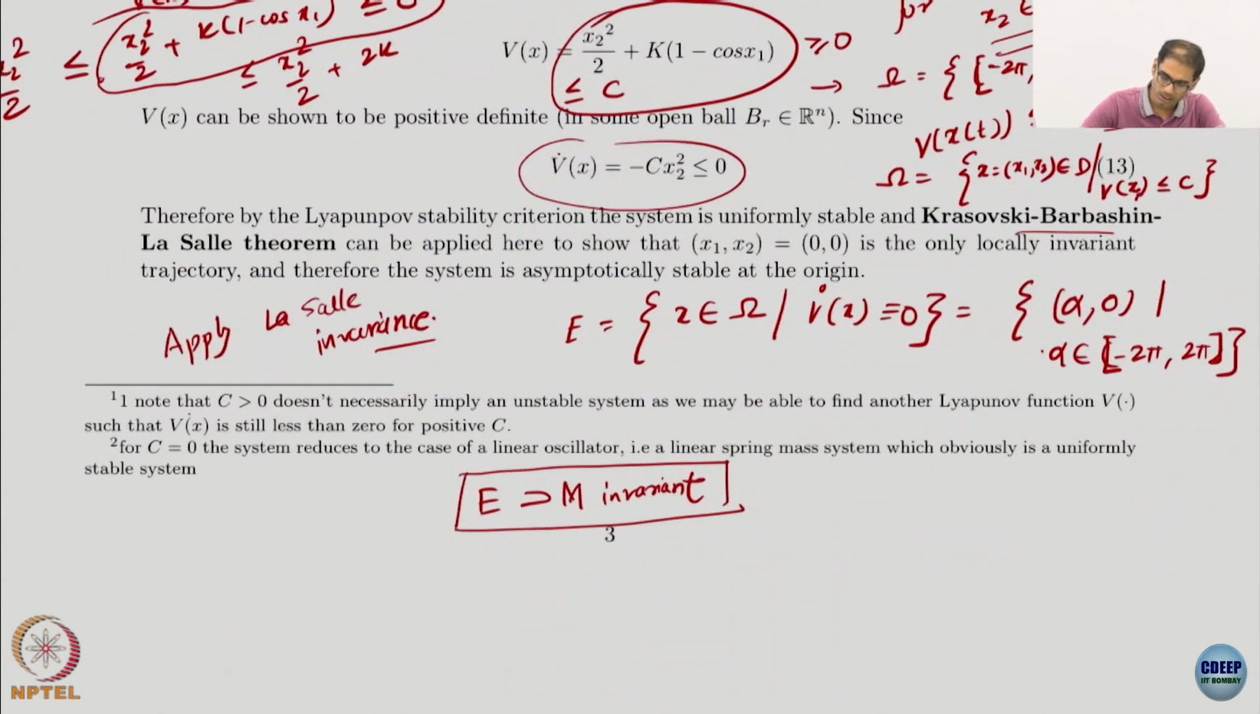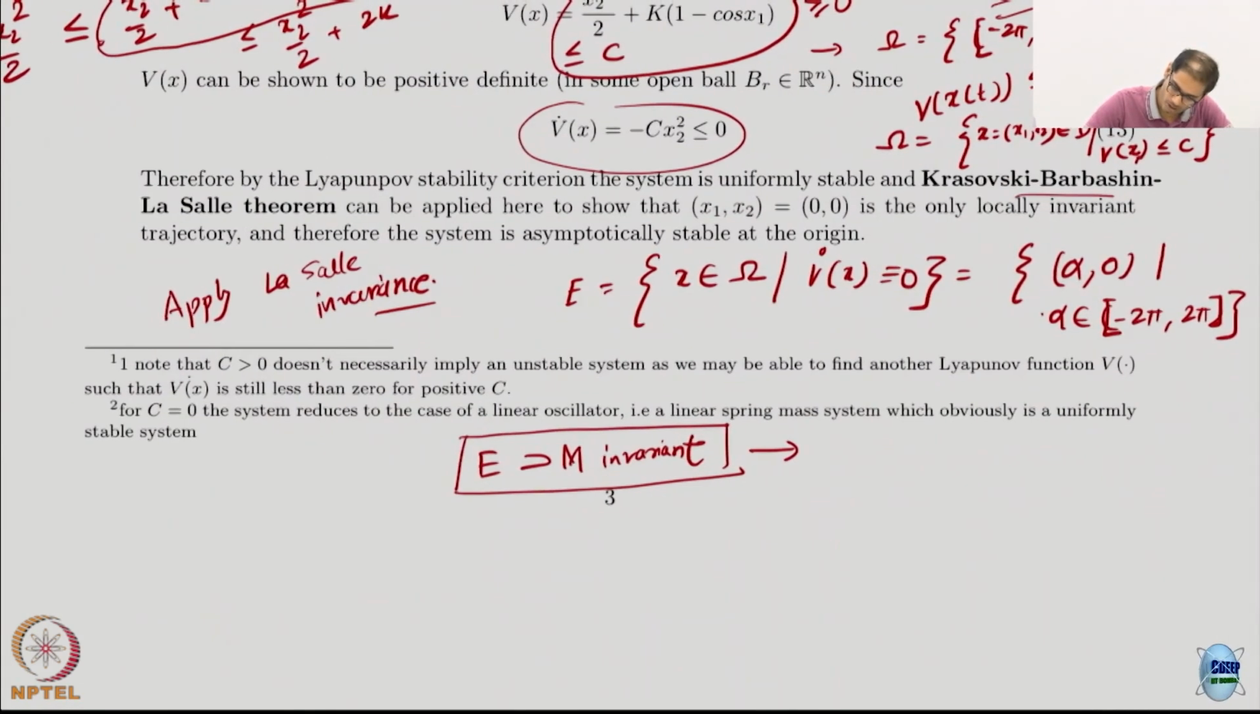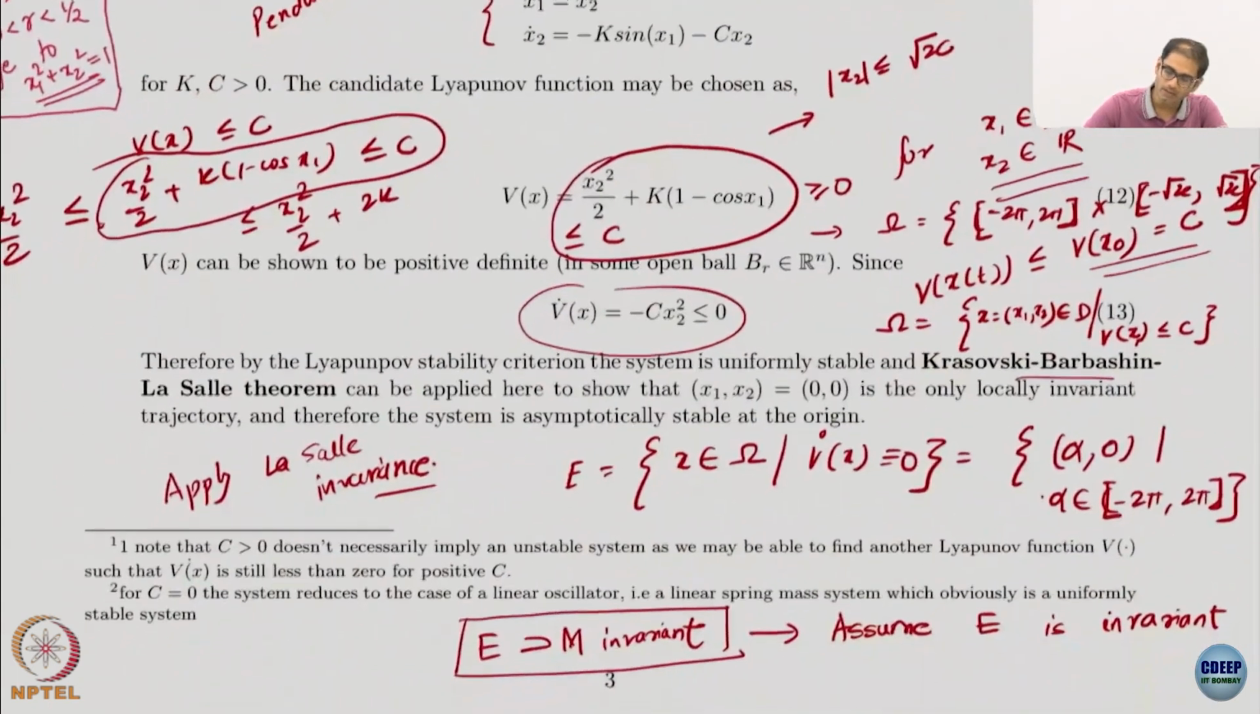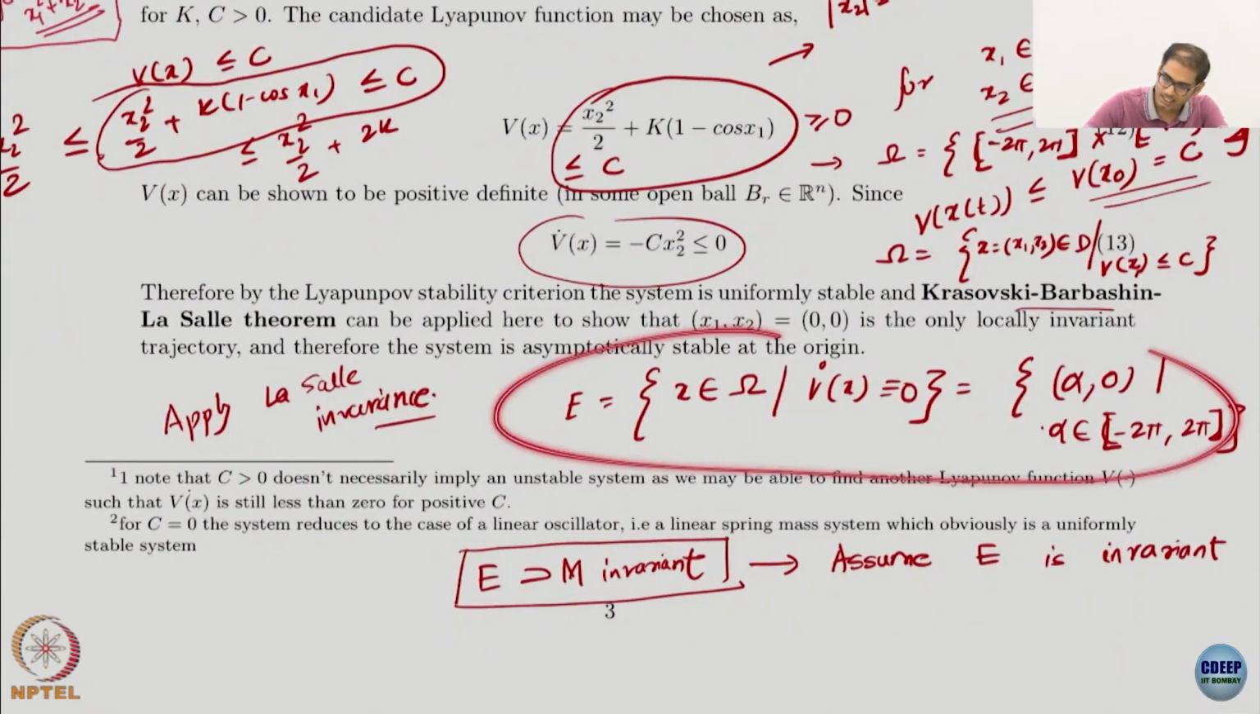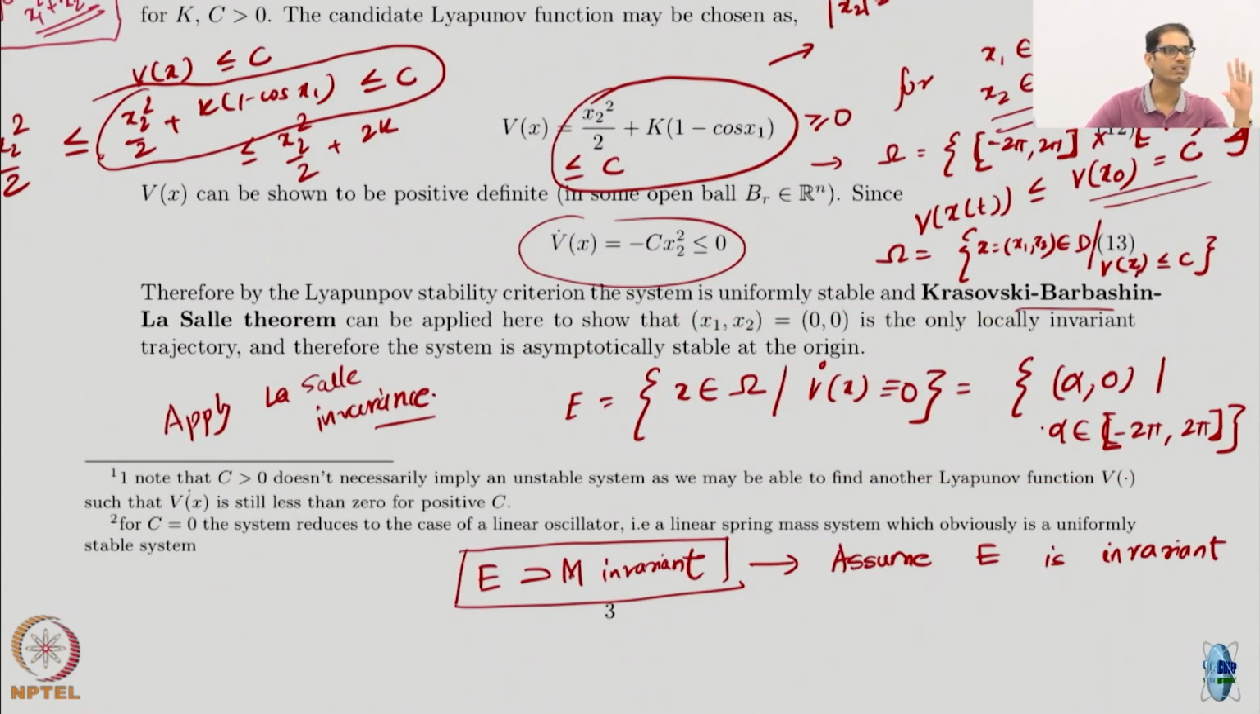So what I will do is what everybody does: assume E is invariant. We actually assume that E is itself an invariant set, and this helps us continue forward. What does it mean if E is invariant? What do you need for E to be invariant? It means if I start inside E, I must remain inside E.